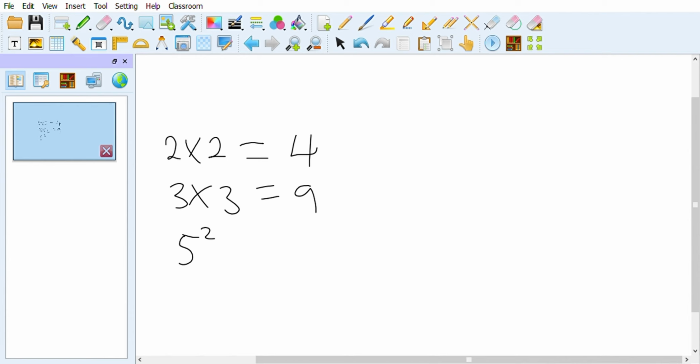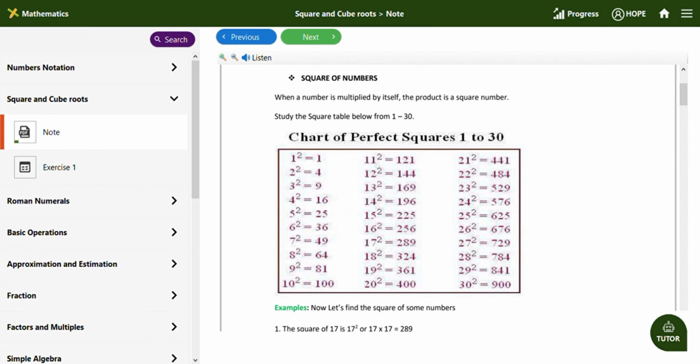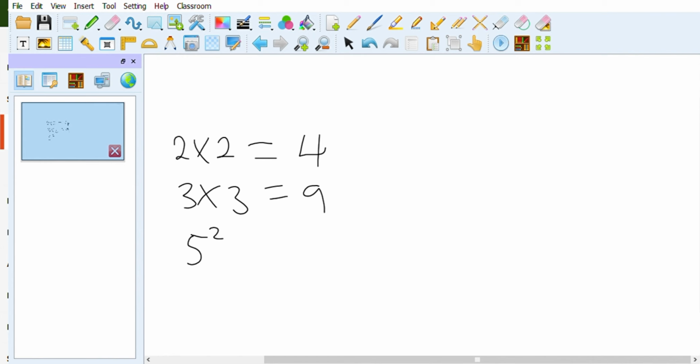So all these numbers 1, 4, 9, 16, 25, 36, 49, and so on up to 900, which is the square of 30, are all perfect squares. They are also called perfect squares. So let's take a few examples.